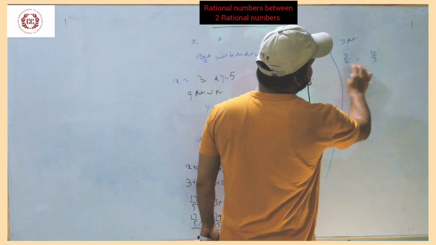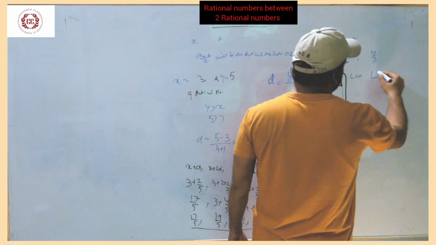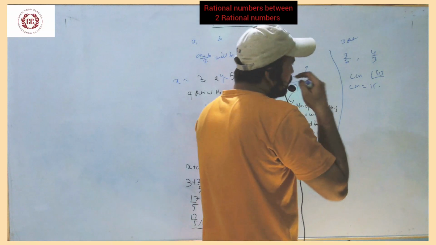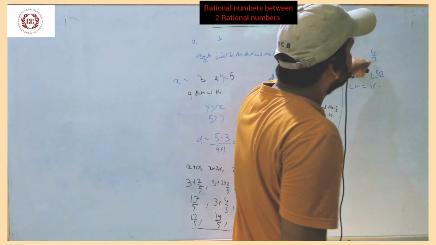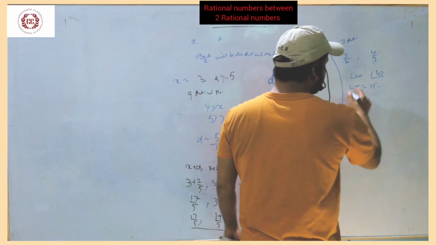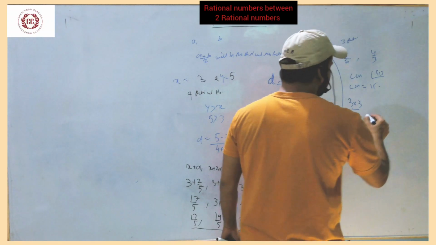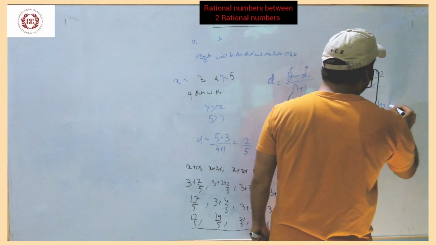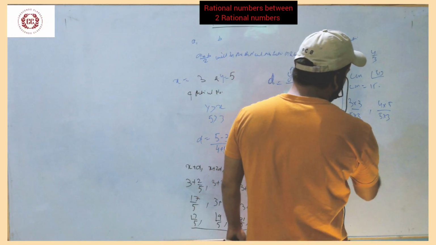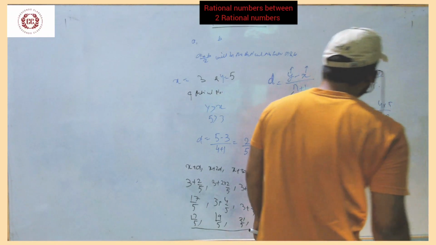Firstly we will take the LCM of the denominators. Here the denominators are 5 and 3, and the LCM will be 15. Now we will make the denominator the same in both numbers. So our numbers will become 3 multiplied by 3 upon 5 multiplied by 3, and 4 multiplied by 5 upon 3 multiplied by 5. So our numbers will become 9 upon 15 and 20 upon 15.